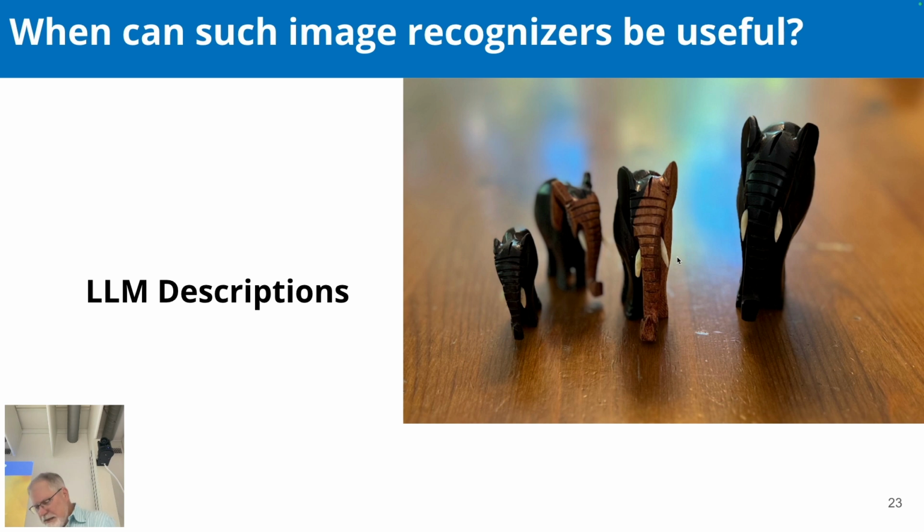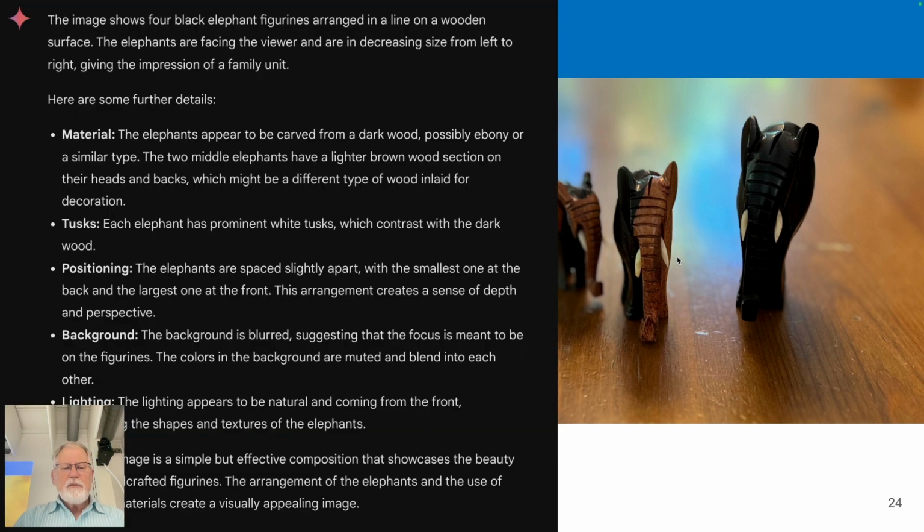So, as you might expect, there are lots and lots of ways to think about images and image retrieval. A friend of mine sent me these elephants, so I took a picture of these wooden elephants, and I put it in my Google Photos and thought, oh, that's great. If you ask, for example, Gemini to give you a description of this, it says it shows 4 black elephant figures and so on. And it's actually great. It does a good job, right?